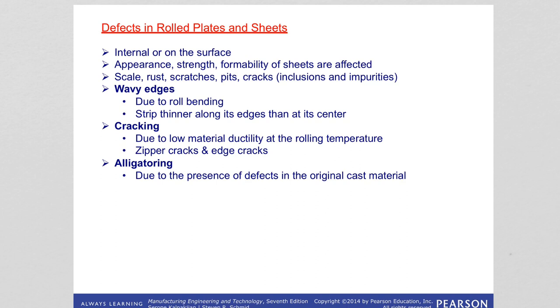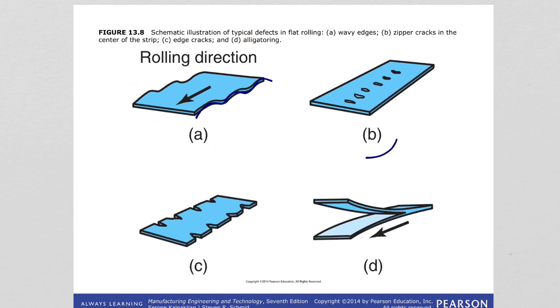The second type of defect is cracking. So the cracking can happen because the material has low ductility at the rolling temperature. There can be two types: zipper cracks, like shown here, center of the strip, or edge cracks, like this one. So we need to remove these if we're going to continue working on these materials and improve the quality of the product. We need to remove those defects. So they can be removed with certain secondary operations we're going to see in the future chapters.